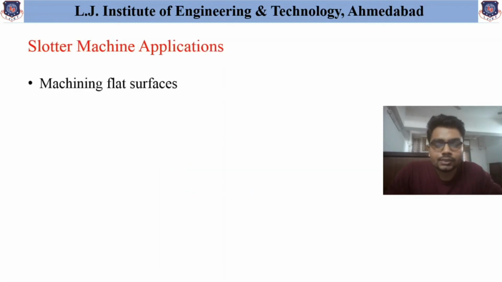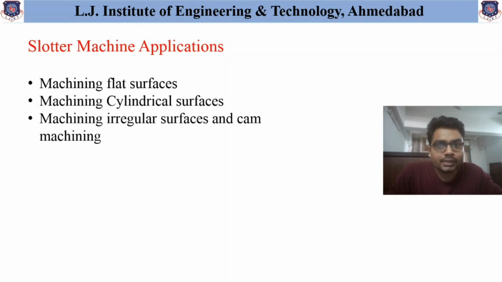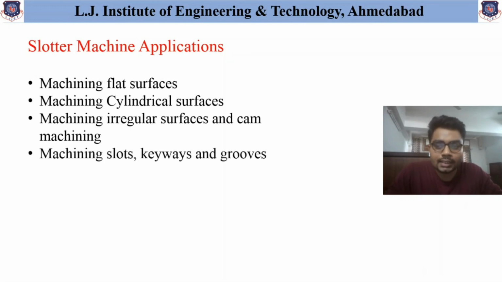This slotter machine is used for machining flat surfaces. It is also used for machining cylindrical surfaces. Similarly, it is also used for machining irregular surfaces and during cam machining. And the major use of this slotter machine is machining slots, keyways and grooves as per requirement on the component. Up to now in this lecture we have discussed in detail the slotter machine parts, mechanisms and applications.